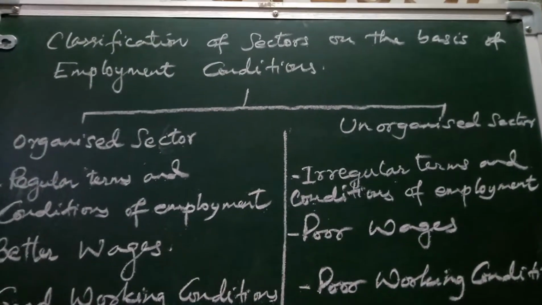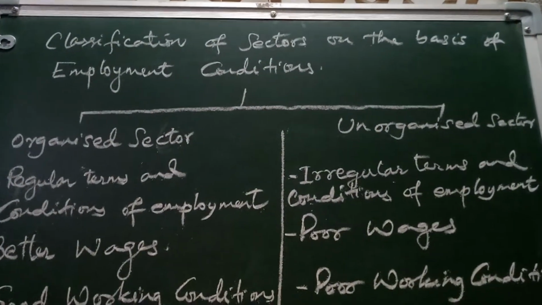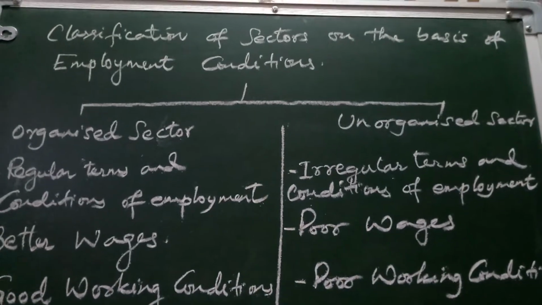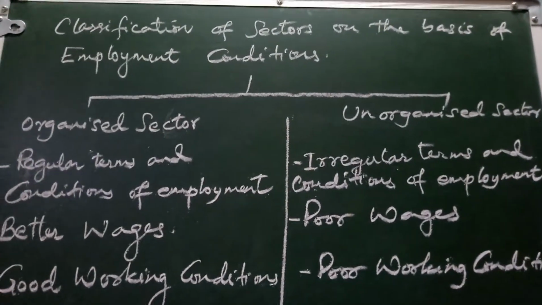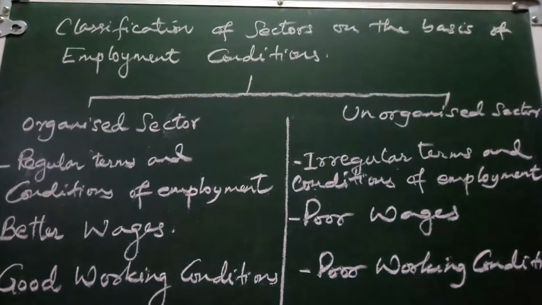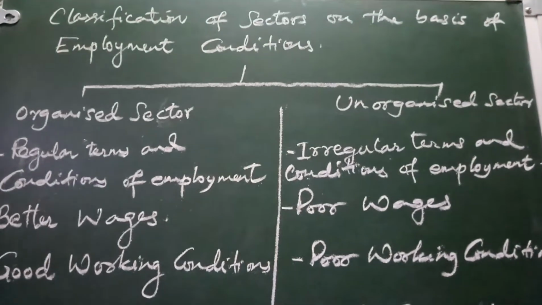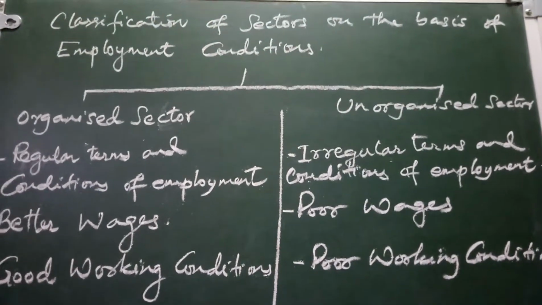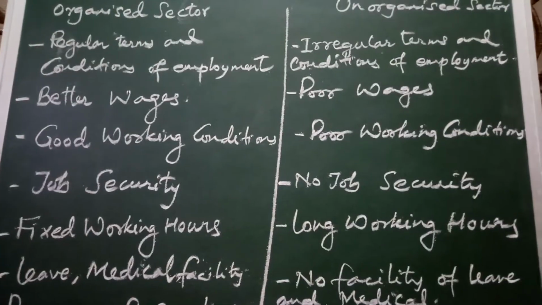Now let us discuss the classification of sectors on the basis of employment conditions. On the basis of employment conditions, the sectors of the Indian economy can be classified as organized sector and unorganized sector. Organized sector is a sector which works under the guidelines of the government, and unorganized sector does not work under the guidelines of the government. Now we can compare these two sectors.